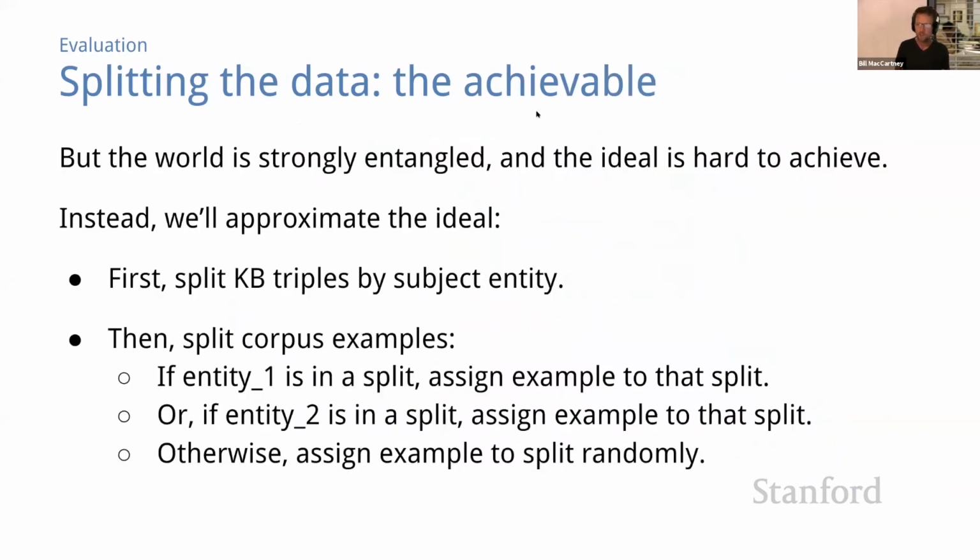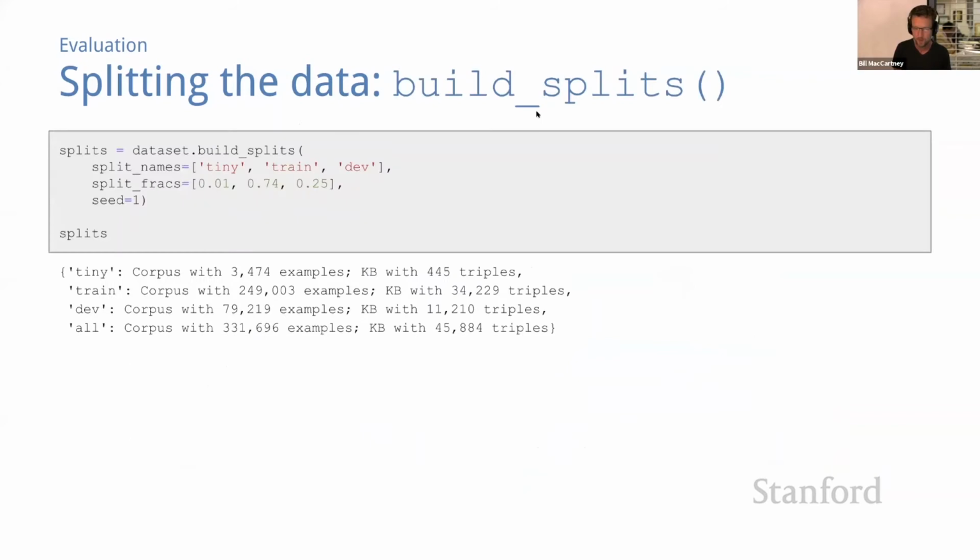But in practice, the world is strongly entangled, and this ideal is hard to achieve. So instead, we're going to approximate the ideal. I think I won't dwell on the details, but we've written the code for you to achieve a good enough split. In particular, the dataset class provides a method called build splits, which lets you specify split names and proportions and a random seed.